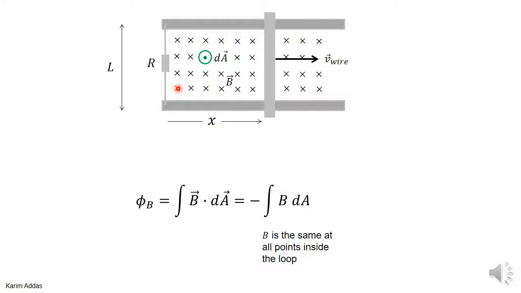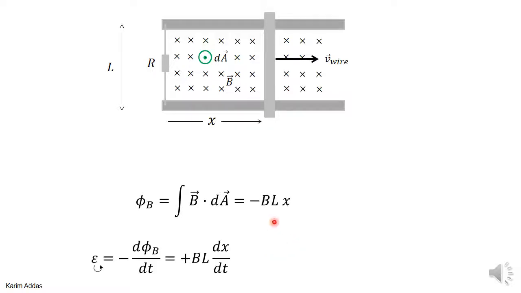Now, if you look at the magnetic field here, or here, or here, or here, anywhere in the area, it's the same value. We assumed it's uniform in this problem. So I can take B outside of the integration and get minus B integration of dA. What's integration of dA? It's the area of this rectangle. The area of the rectangle is this length, L, which is constant, times this length, which is varying because when the rod moves to the right, this distance gets bigger. So A is L times x, and phi turns out to be minus B L times x.